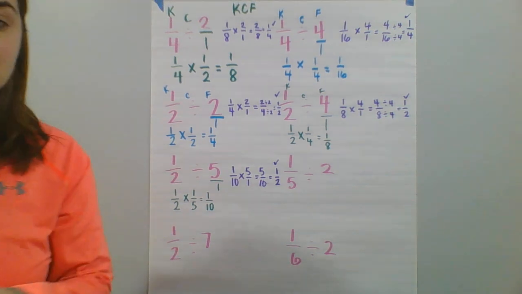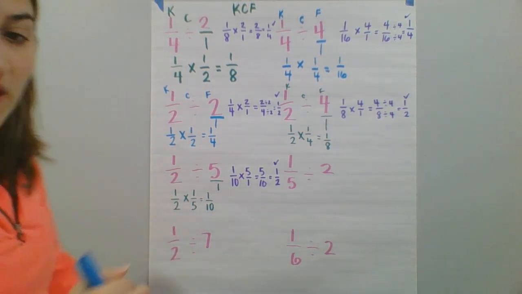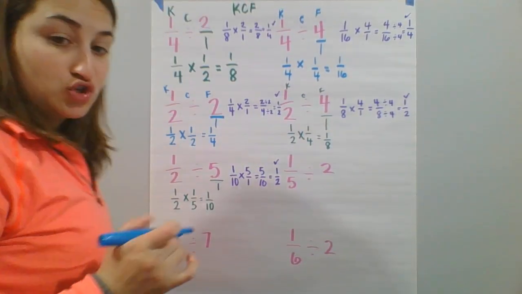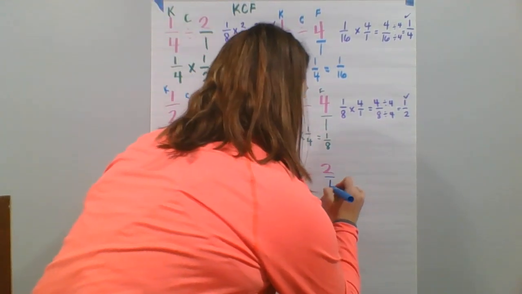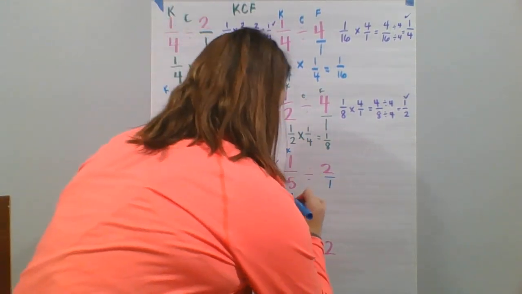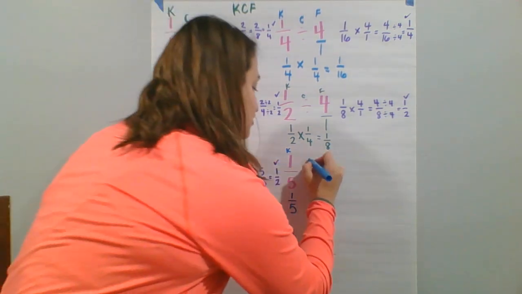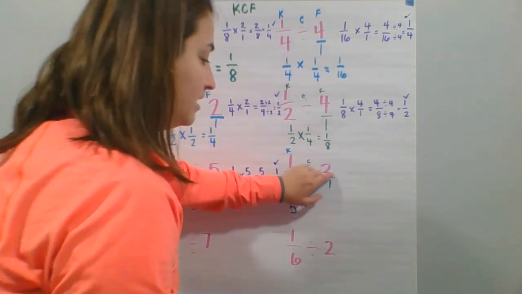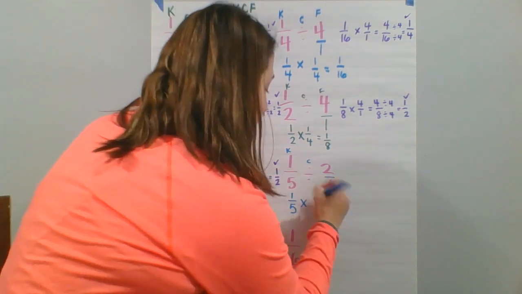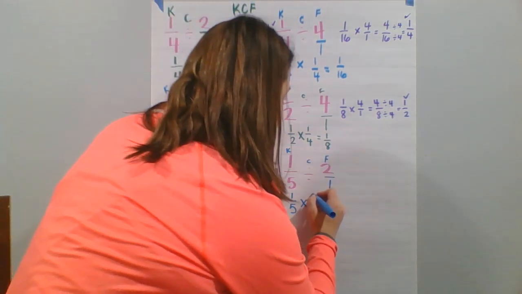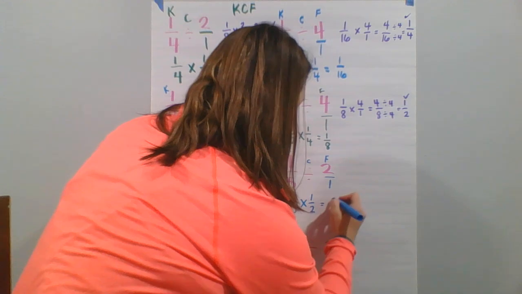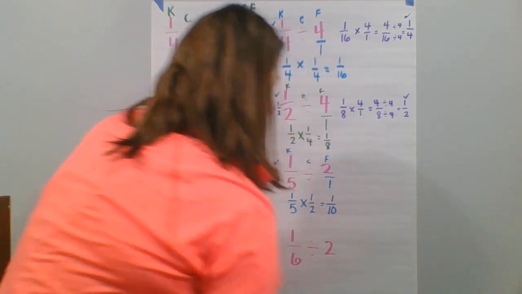All right, so the next one, we have 1/5 divided by 2/1. We keep 1/5. We change division to multiplication. And then we do 2/1. We flip it, which becomes 1/2. Again, we get 1/10.